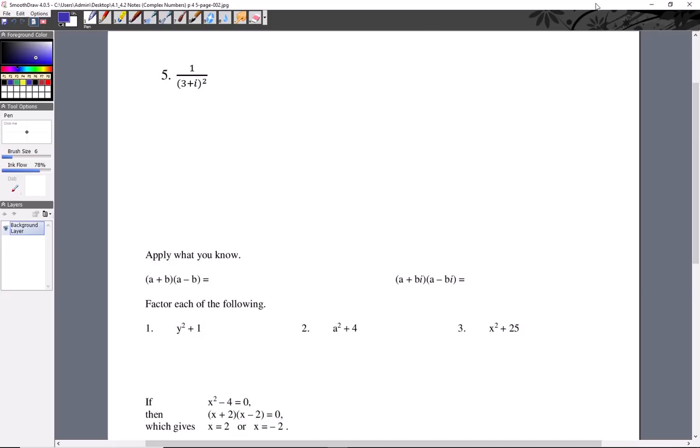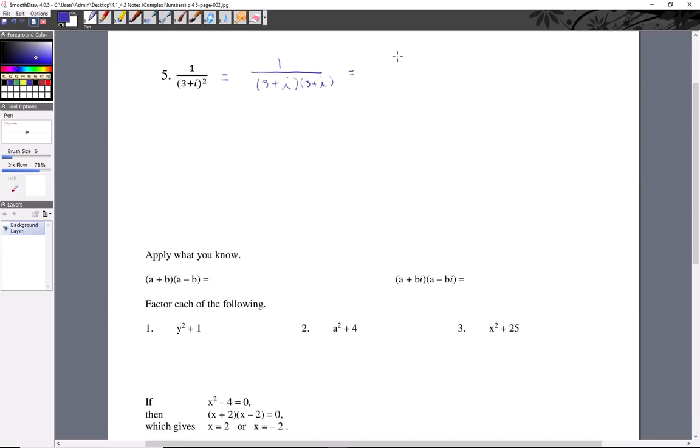All right, so I'm back. Told you it wouldn't take long. This is the last major example. So I guess I'm going to square what I have in the denominator. So that means to write it twice and FOIL it. So 3 plus i times 3 plus i.